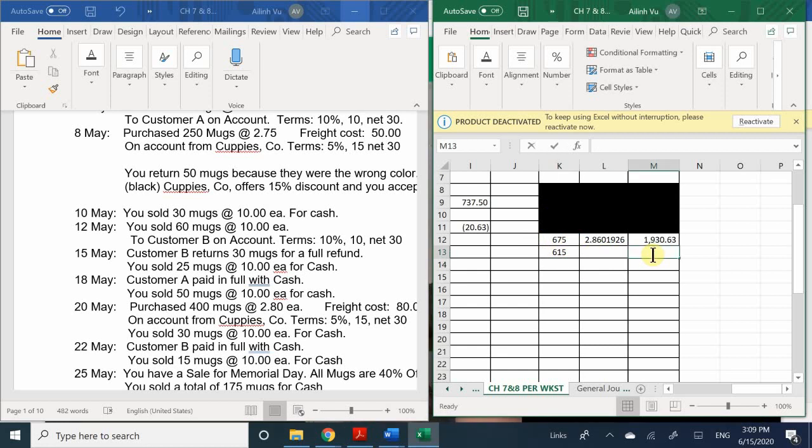And then I'm going to take my 1930.63, and I'm going to subtract 171.61. I think it was. Is that right? 171.61? Yes. And I get how much? 1759.02. Yes.